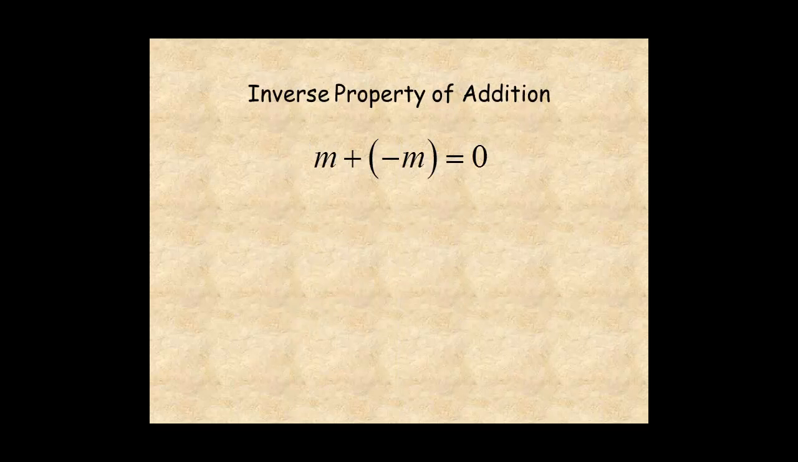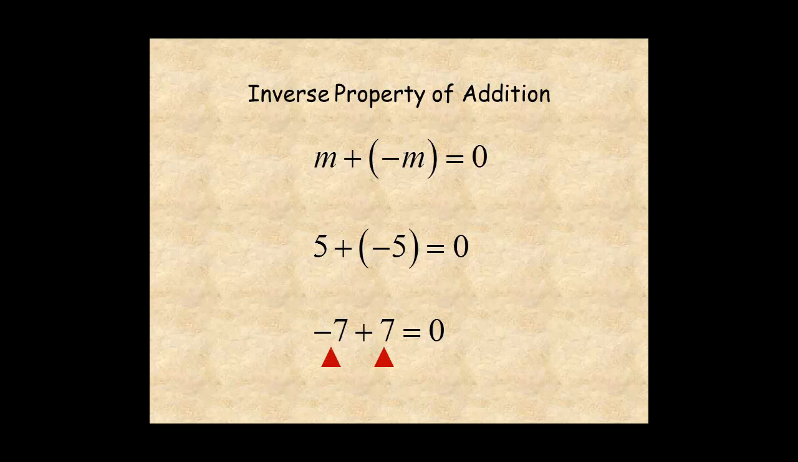From a previous lesson, you learned about the inverse property of addition. For any number m, the inverse of the number is written as the opposite of m. The sum of a number and its inverse is 0. For example, -5 is the inverse of 5, and 7 is the inverse of -7.